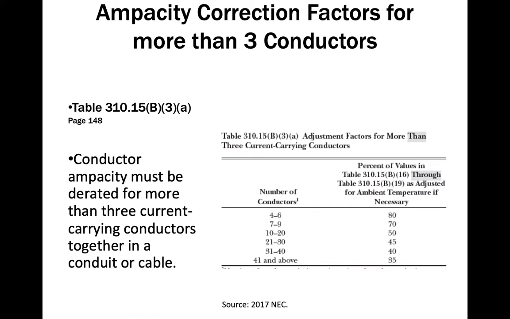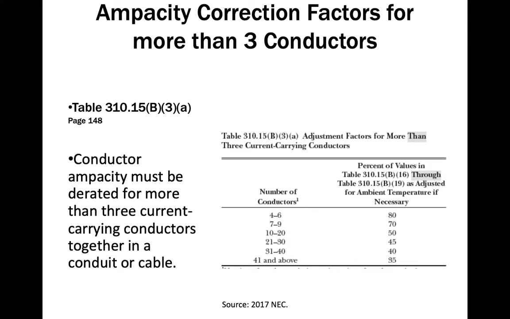If I have a 120 volt circuit, I have 2 conductors that carry current. I have a hot and a neutral. Current goes out on the hot, comes back on the neutral. 2 current carrying conductors. If I have a 240 volt circuit, single phase, I have 2 hots and a neutral. L1, L2, and then a neutral, a white neutral. So I have 3 current carrying conductors per circuit.